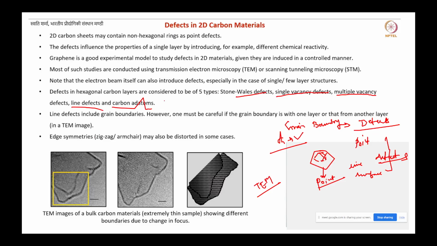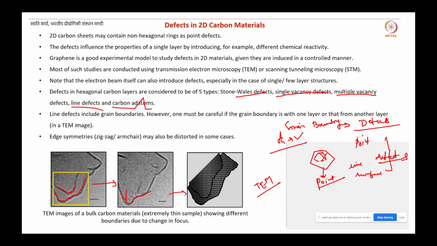Now, the asymmetry may also be distorted in some cases. Asymmetry means, as we will see in our further structures, something like a zigzag kind of structure. Here you can see the boundaries of your carbon material. This is mainly your boundary. If you change the focus, this boundary may disappear, and you will only see this boundary.